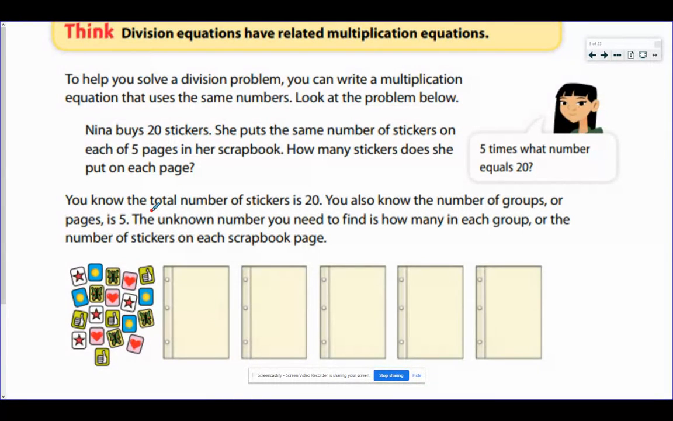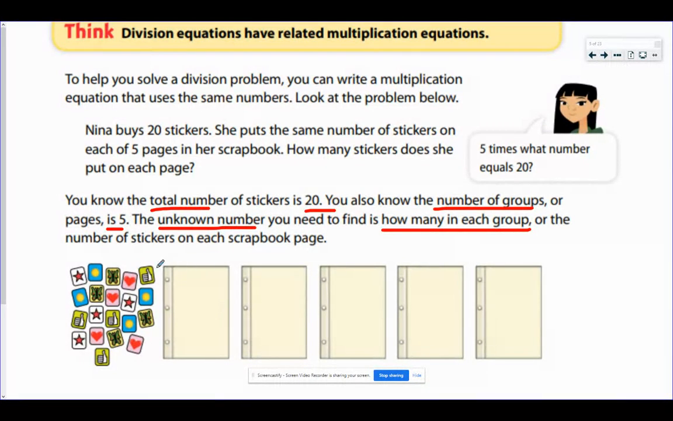We know the total number of stickers is 20. So remember where we said we put totals at the end of a multiplication sentence and at the beginning of a division sentence? We know the number of groups, which is 5. You can put things on pages, which is the same as putting things in groups. The number we don't know, that's not given to us in this word problem, is how many in each group. So let's look at how we can figure that out.